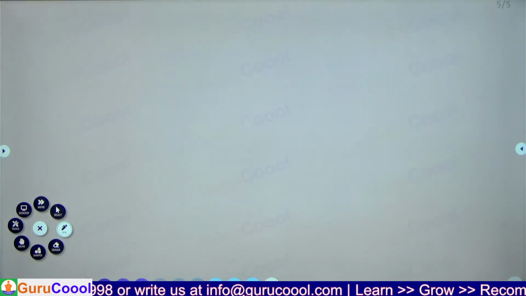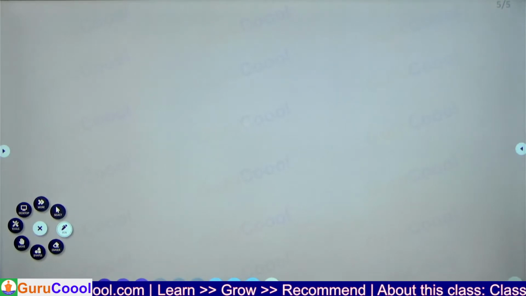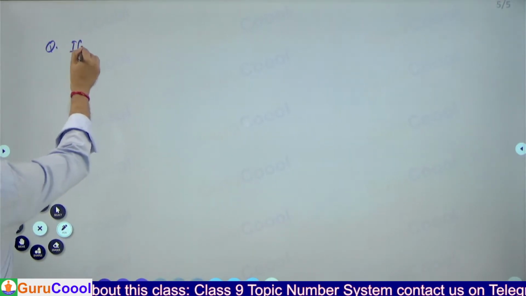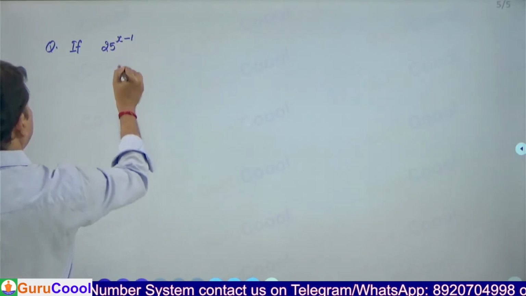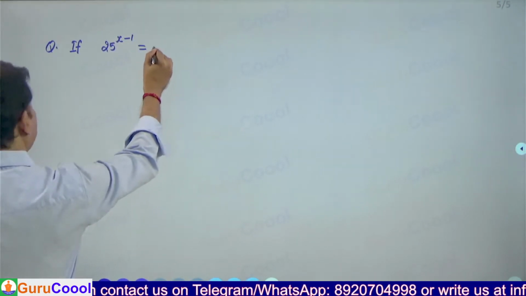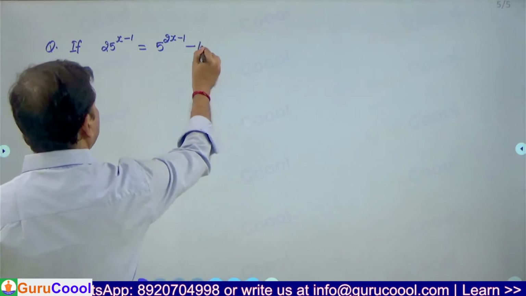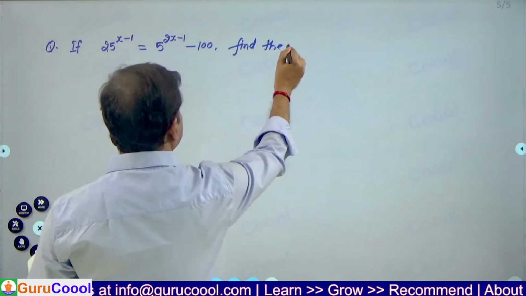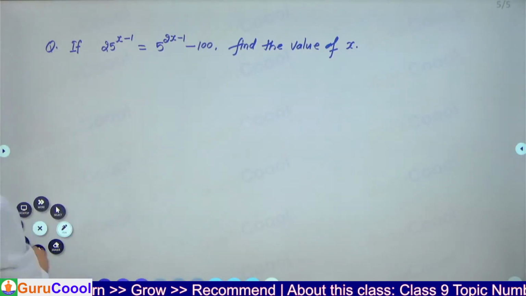Next. Next question. If 25 raised to the power x minus 1 equals 5 raised to the power 2x minus 1 minus 100, then find the value of x. Try to submit within 3 minutes.